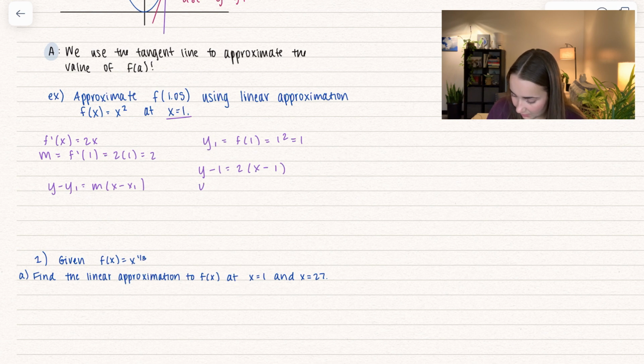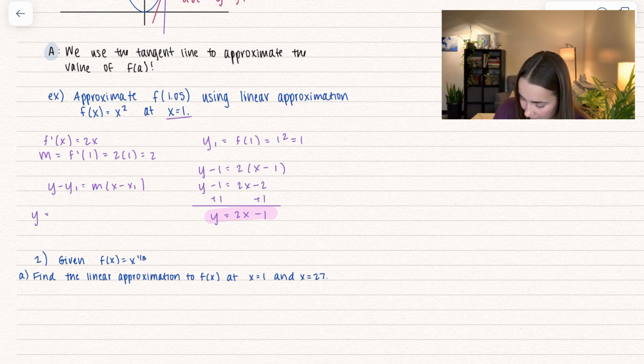We can go ahead and simplify that outright. I can distribute that 2. So I get 2x minus 2. Go ahead and add 1 to both sides. And so what we're left with is our equation, y equals 2x minus 1. So our last step is we need to actually approximate the value at 1.05 using the equation that we just got. So here we get y is equal to, and we can plug that in, 2 times 1.05 minus 1. This is equal to 2.10 minus 1, which is equal to 1.1. And so this would be our linear approximation.